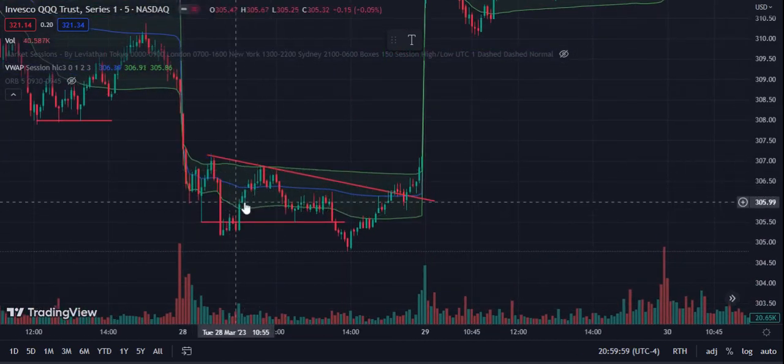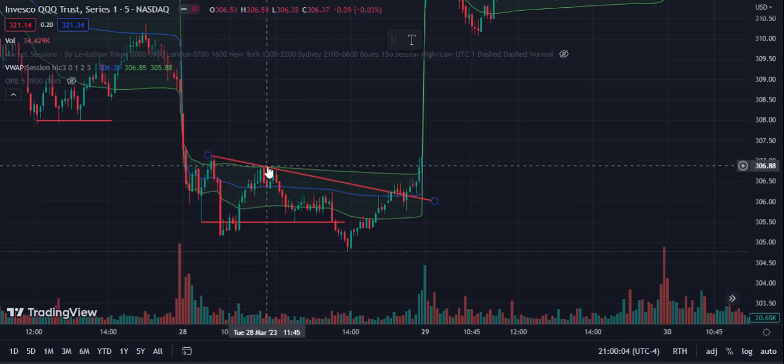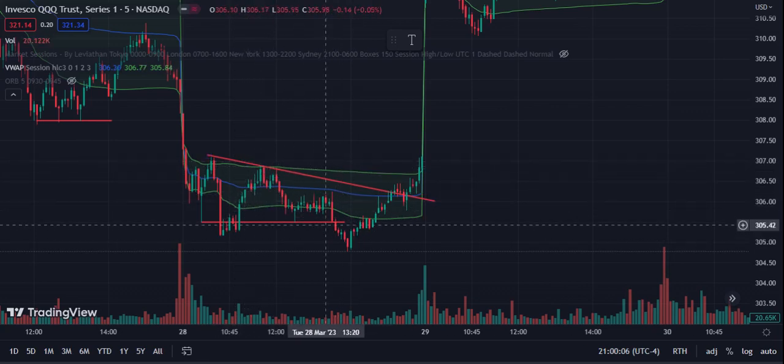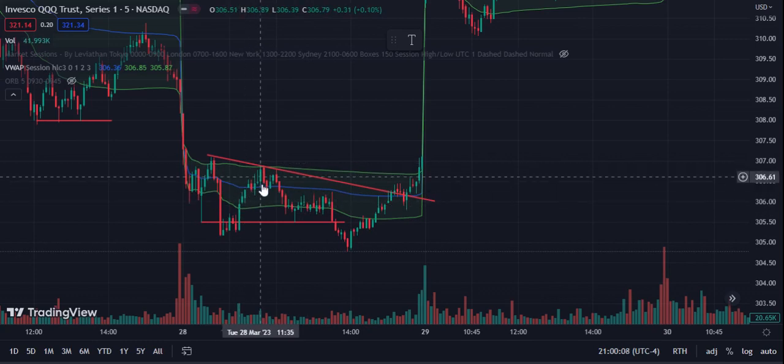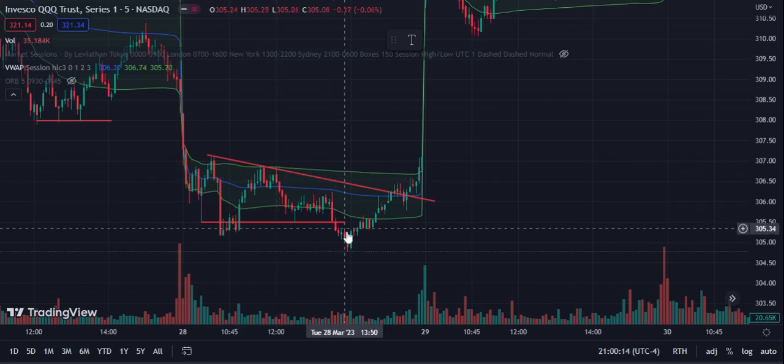For example, right here, we have a VWAP false break up. We have it go past VWAP and then just continue lower, which means that there are traders who wanted to go long here above VWAP, but it could not find buyers for continuation and ends up going lower.